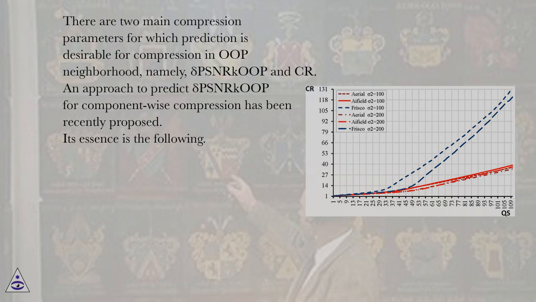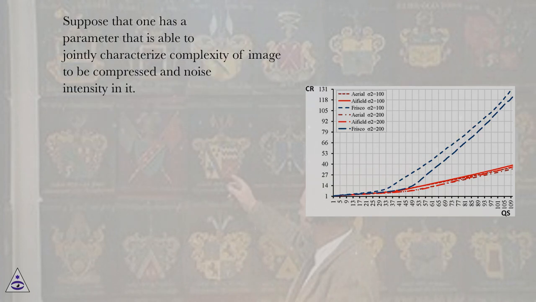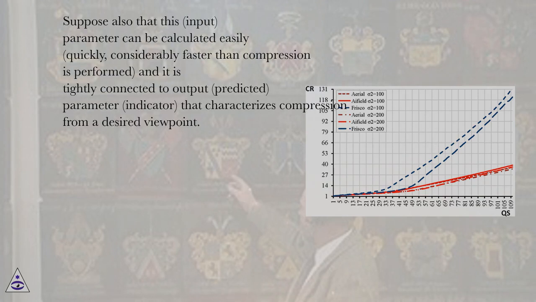There are 2 main compression parameters for which prediction is desirable for compression in the OOP neighborhood, namely, delta SNR at OOP and CR. An approach to predict delta SNR at OOP for component-wise compression has been recently proposed. Its essence is the following. Suppose that one has a parameter that is able to jointly characterize the complexity of the image to be compressed and the noise intensity in it. Suppose also that this input parameter can be calculated easily, quickly, considerably faster than compression is performed, and it is tightly connected to an output, predicted, parameter, indicator, that characterizes compression from a desired viewpoint.